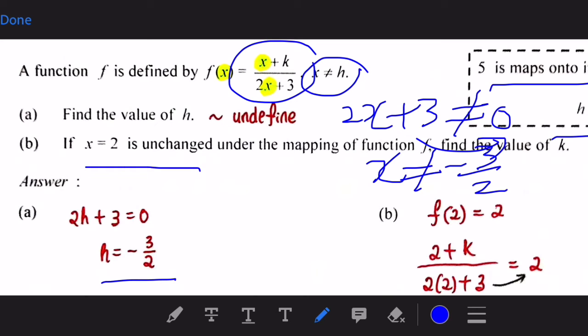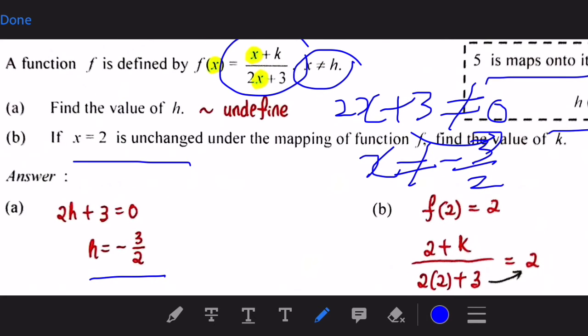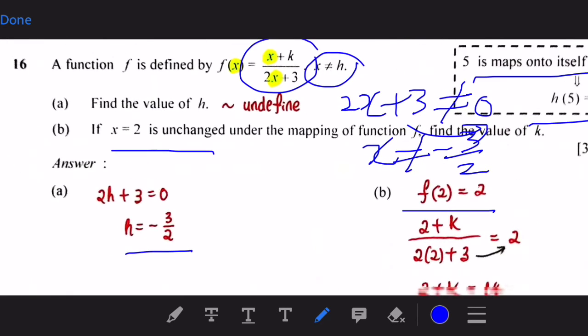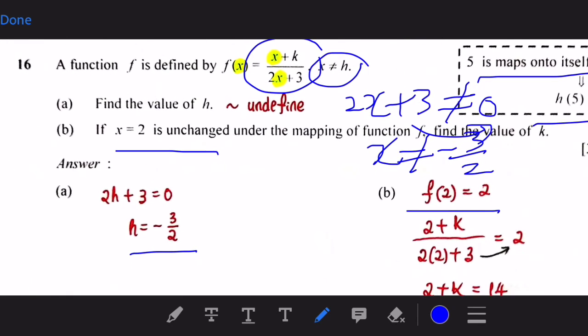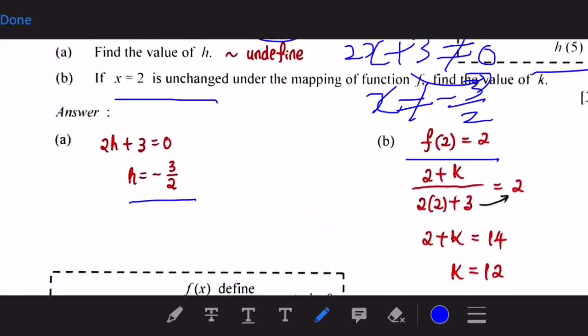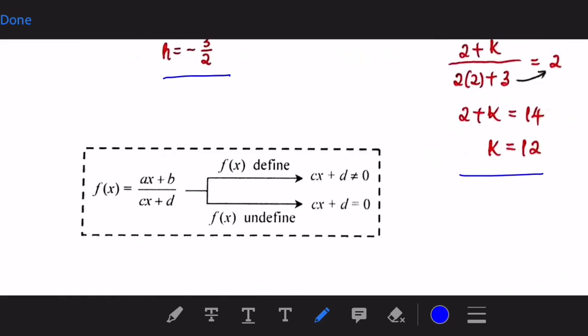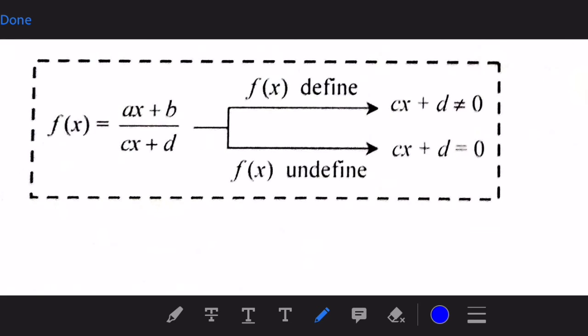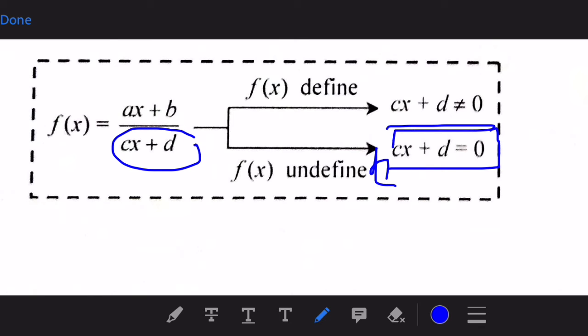Okay, if x equal to 2 is unchanged under the mapping of the function, unchanged, that means object and image are the same. So we are going to solve the k. We substitute x equal to 2 into the function, then we solve the k. When the function is defined, that means cx plus d cannot be equal to 0. When the function is undefined, the denominator will be equal to 0.